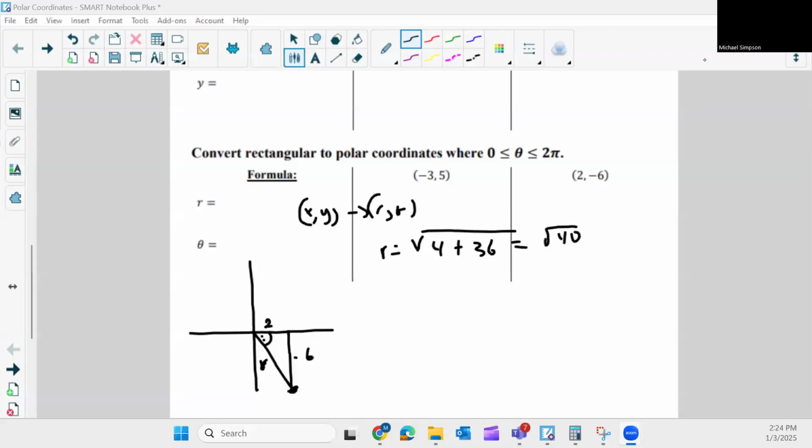Okay, so let's see if I can write this as the square root of 4 times 10. 4 is a perfect square. That gives me 2 radical 10. All right, so that's my radius right here. That's our value. Now, again, over the angle, how do we find the angle? Right, theta is going to be equal to the inverse tangent of y over x, right? So it's going to be -6 over 2, which is -3.